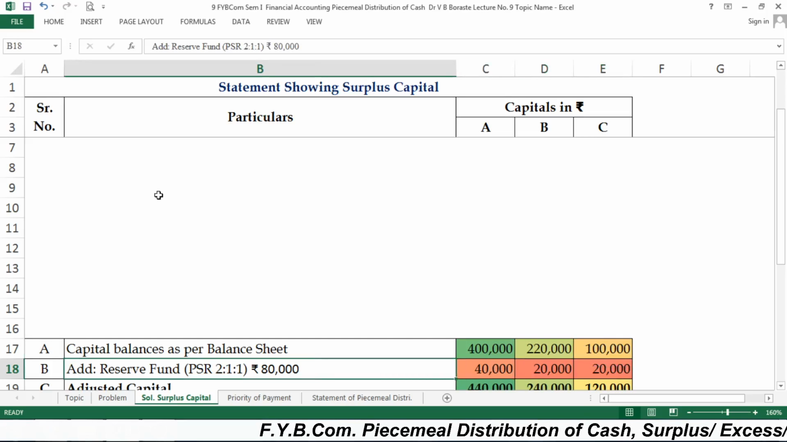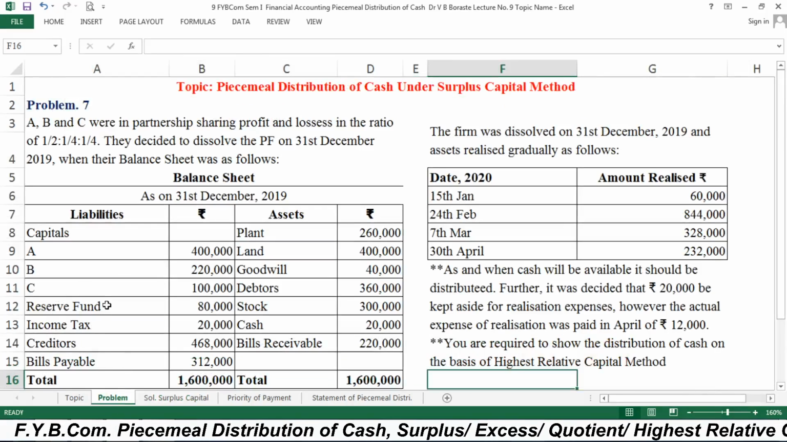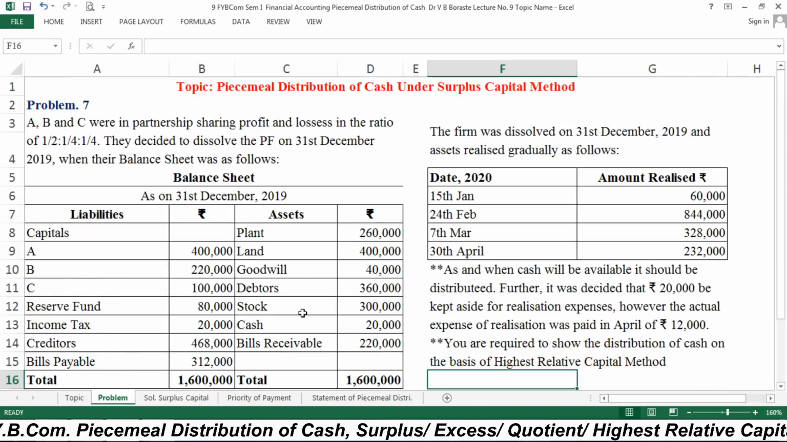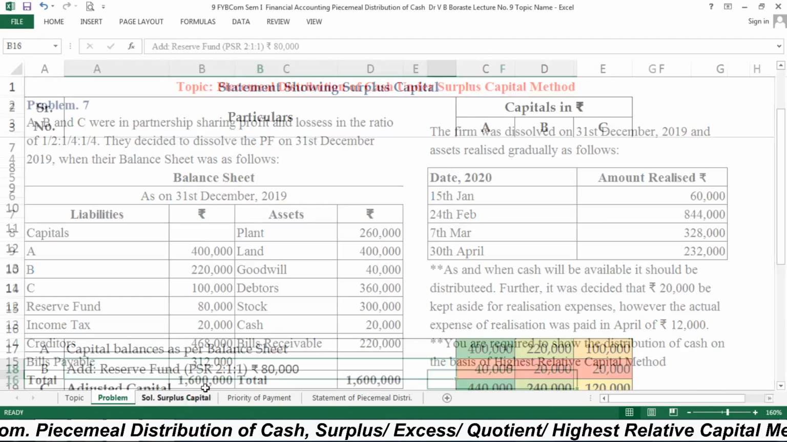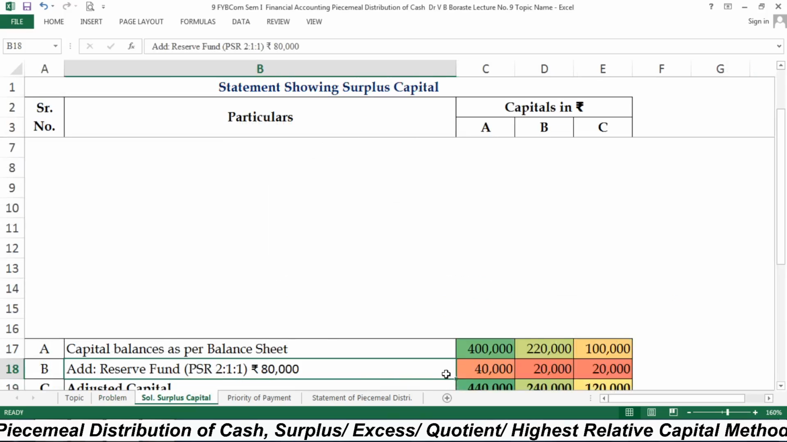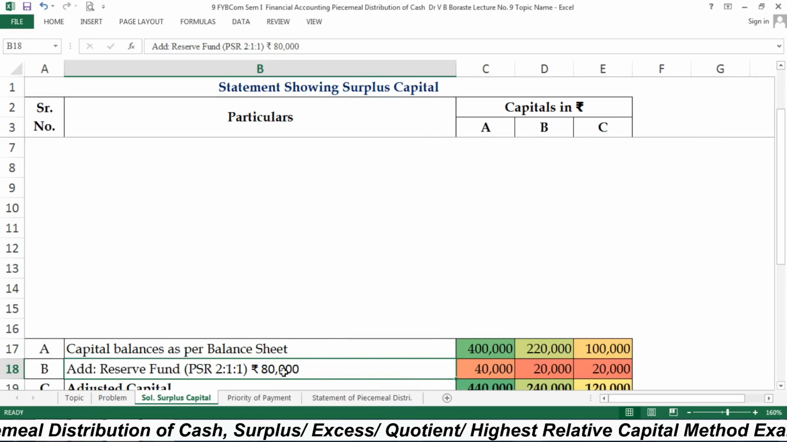After that, you have to add the general reserve, reserve fund, or profit and loss account which is given on the liability side. If it is a profit and loss account, it is also added to the capital. But if the profit and loss account is given on the asset side instead of the liability side, at that time you have to subtract that amount from the capital. So here 80,000 is the reserve fund.